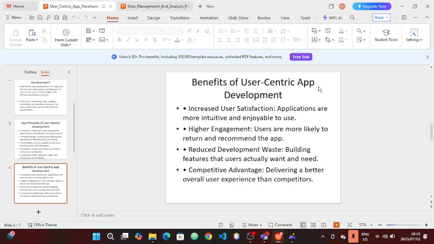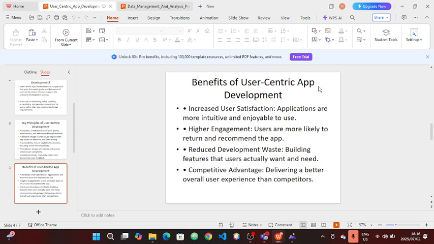It's more like they are satisfied with your app, they enjoy it. Also higher engagement: users are more likely to return and recommend the app. Meaning they are going to give your app a review. They're going to rate it, and then they're going to leave a review. Some might be positive, but here it's a benefit, so obviously it's going to be positive, with fewer negative comments.